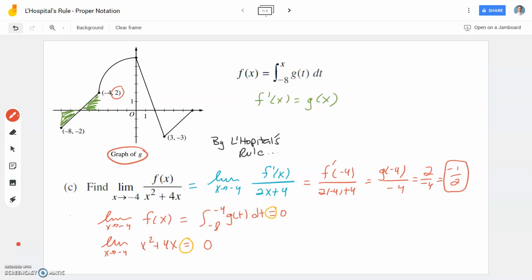I hope you found this helpful, and I hope you understand for the AP exam that they really would like you to evaluate each of these limits, numerator and denominator, separately before applying L'Hopital's rule.